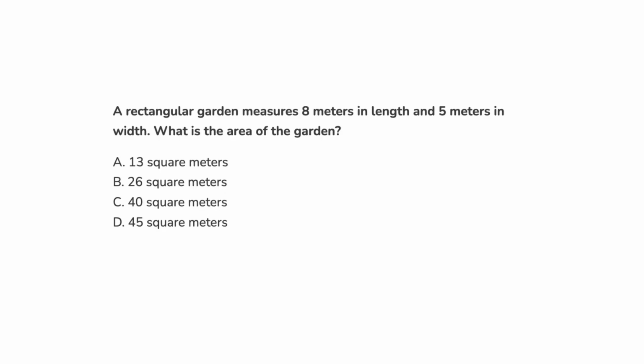A rectangular garden measures 8 meters in length and 5 meters in width. What is the area of the garden? Answer C. 40 square meters. The area of a rectangle is found by multiplying the length by the width, which in this case is 8 times 5 equals 40 square meters.